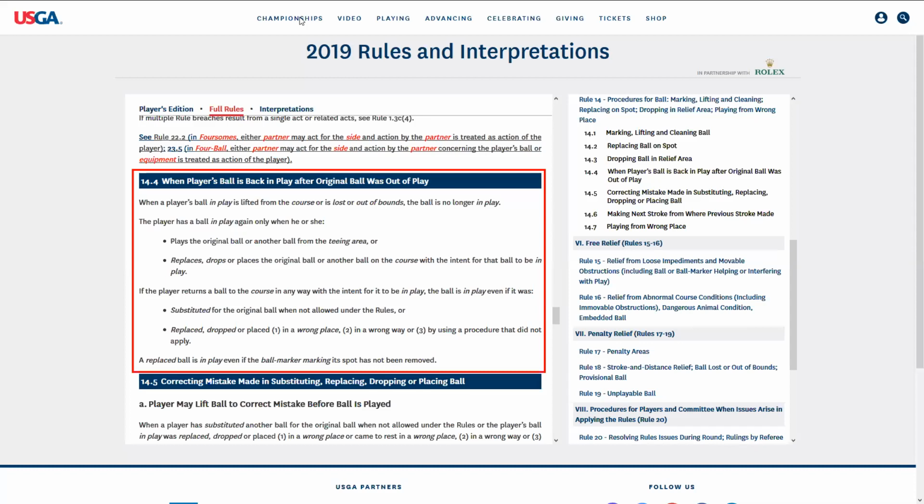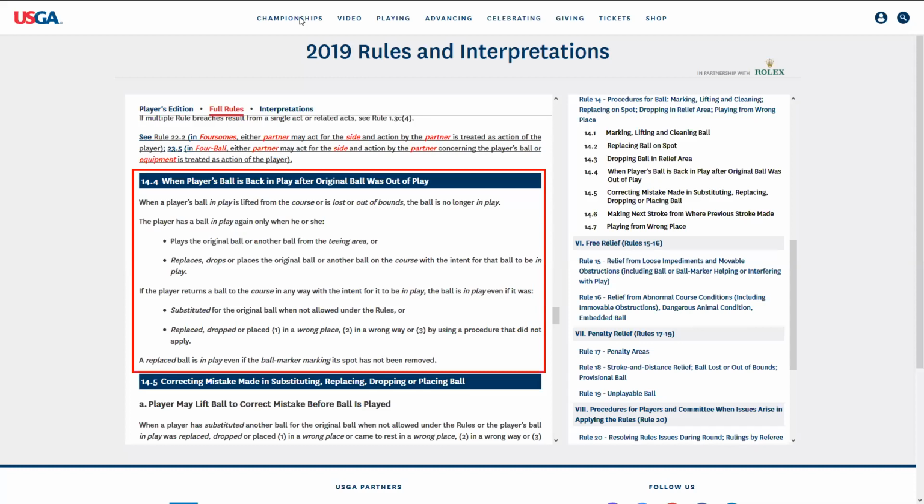However, 6.2b, which we talked about before, the teeing area rule, is the more specific of these two rules. And the USGA's position is anytime the ball is in the teeing area, it's not in play until a stroke is made. Next sentence: if the player returns a ball to the course in any way with the intent for it to be in play, the ball is in play. And you have to insert the words except in the teeing area. It is my hope that in the new revised rules, and they come out in 2022, it will have this exception written in there so you don't have a direct contradiction in the rules.